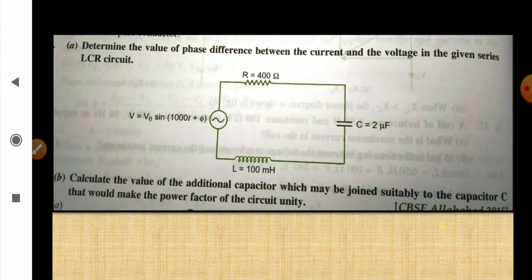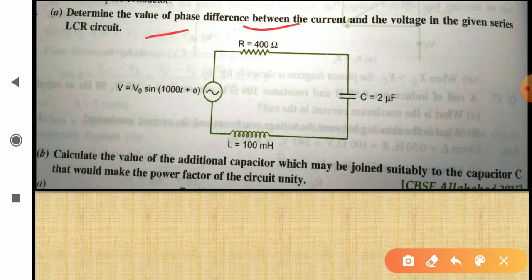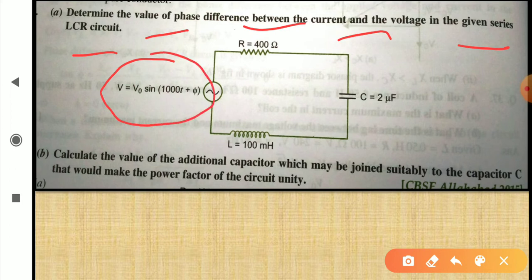Let us move to the next problem. Again, a very interesting problem and a board problem. Here, determine the value of phase difference between current and voltage in the given LCR circuit. So you look at it. Here we have a source V0 sin(1000t plus phi). That means the value of omega is given. R is 400 ohm, C is 2 microfarad, and L is 100 millihenry.